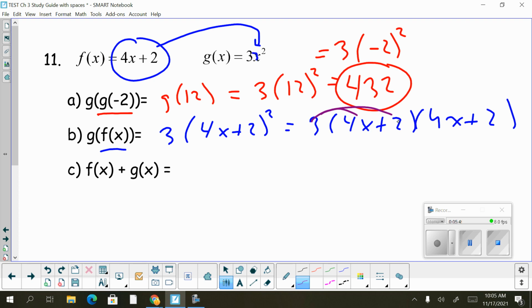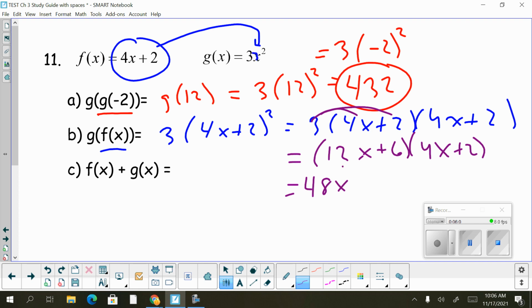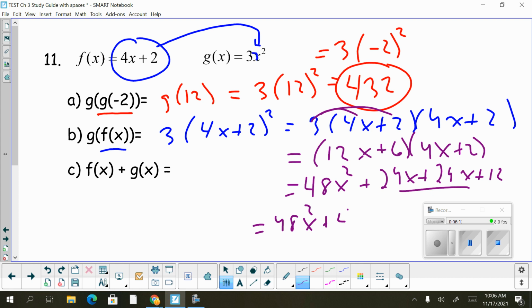I'm going to take my 3 into my first group, make it a 12x plus 6. Then I'll foil it with my 4x plus 2. So first, outside, inside, last. 48x squared, 24x, 24x, and 12. Your final answer is 48x squared plus 48x plus 12.